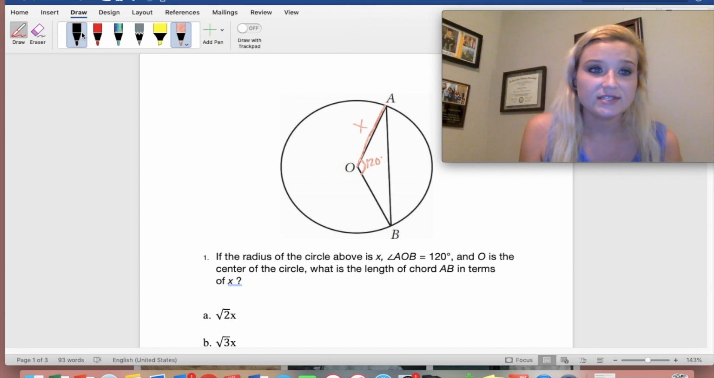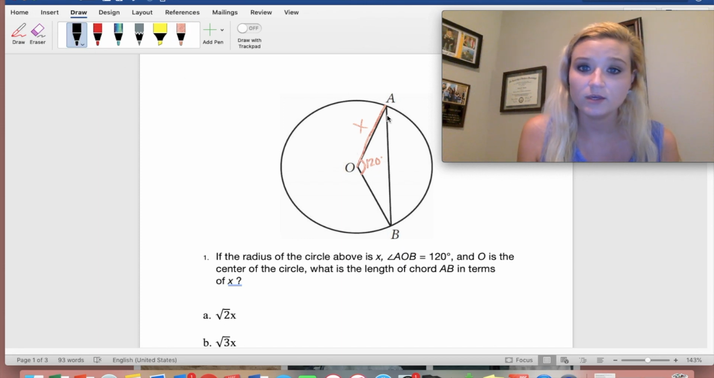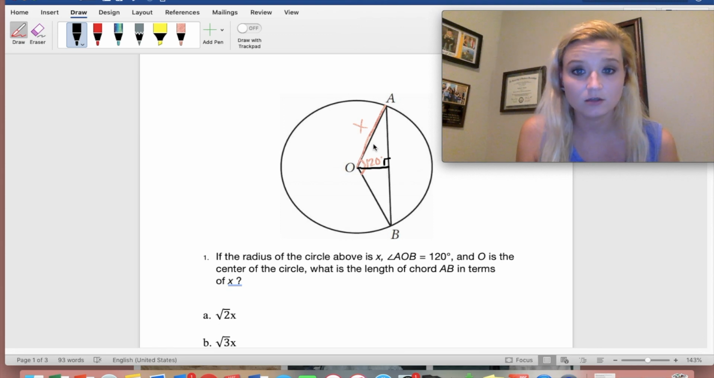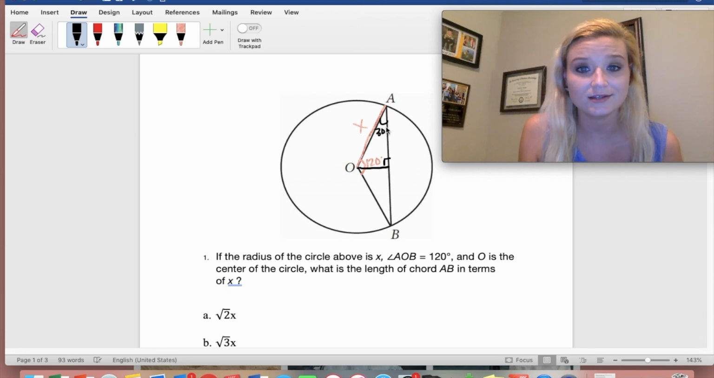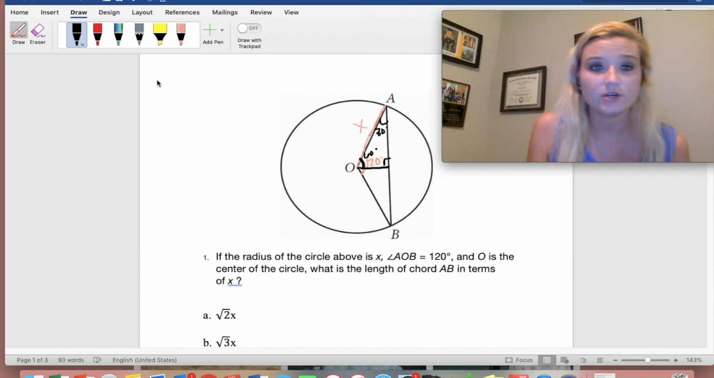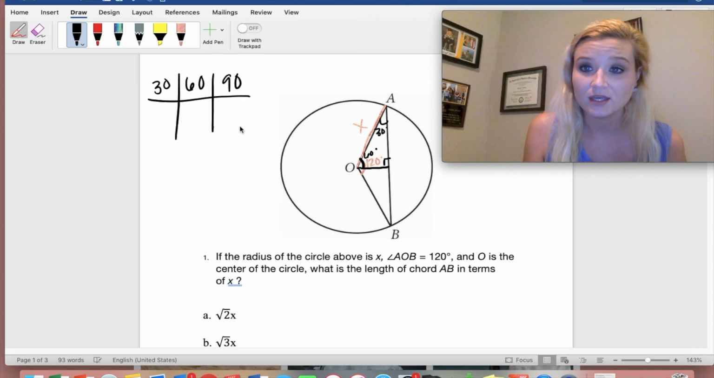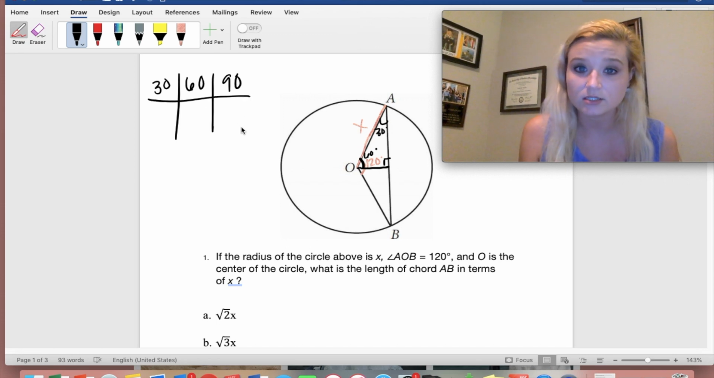If we were to take this bigger triangle here and divide it into two smaller triangles, that would cut it into two right triangles, specifically two 30, 60, 90 triangles, because this 120 degree angle has been cut in half. Now 30, 60, 90 triangles are always going to have a specific proportion to their sides, and this is a proportion that you'll need to memorize along with 45, 45, 90 triangles.